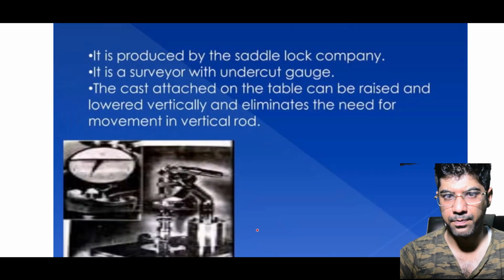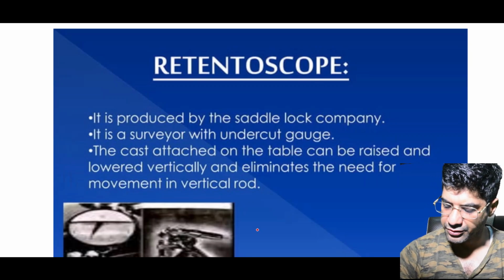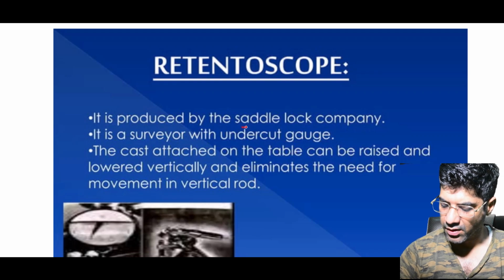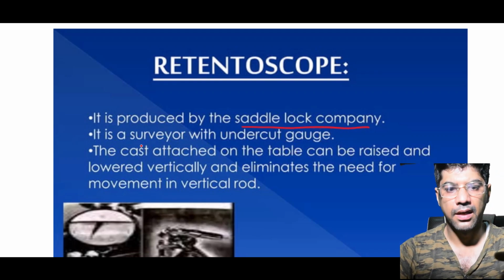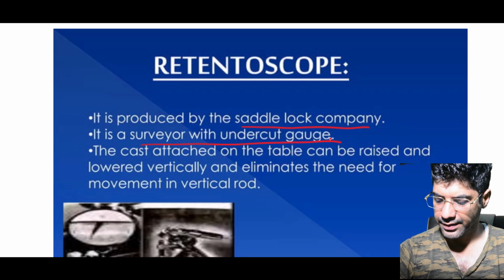Other is retentoscope. It is produced by the Saddle Law Company. It is a surveyor with undercut gauze. So retentoscope is another type of surveyor.